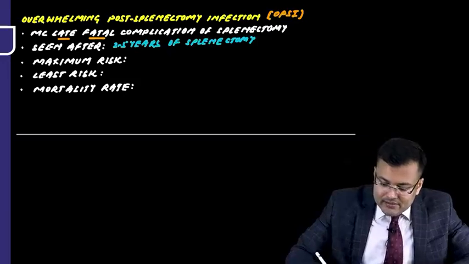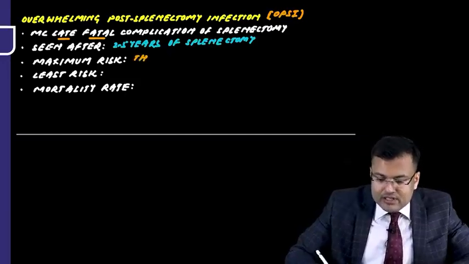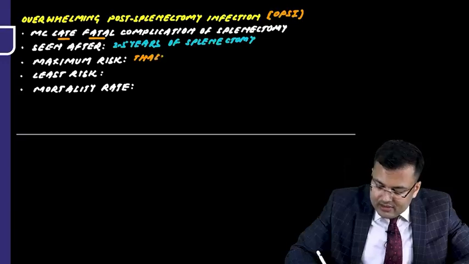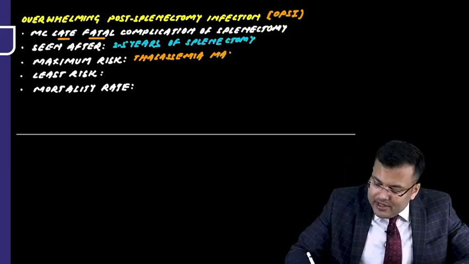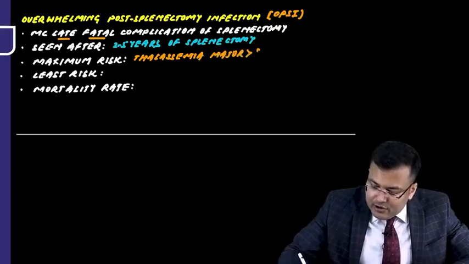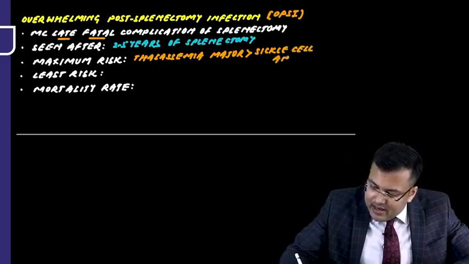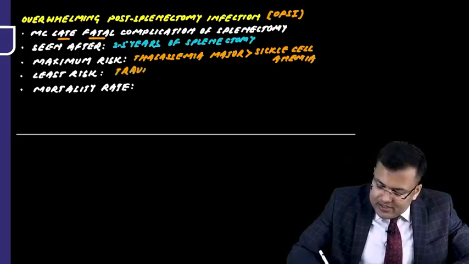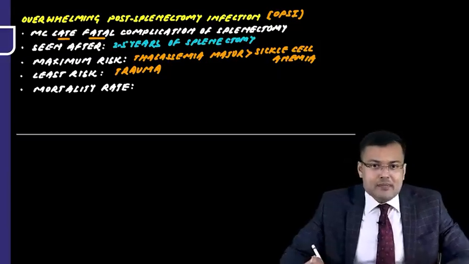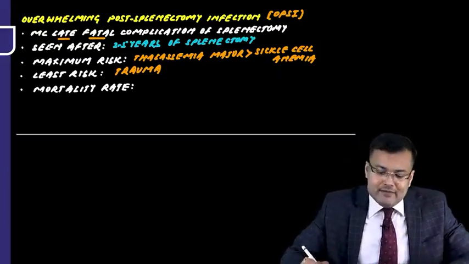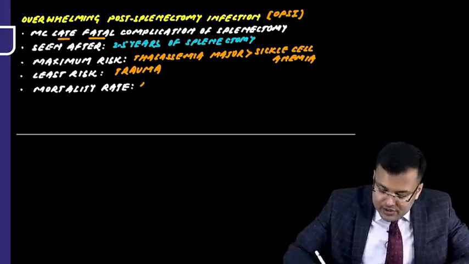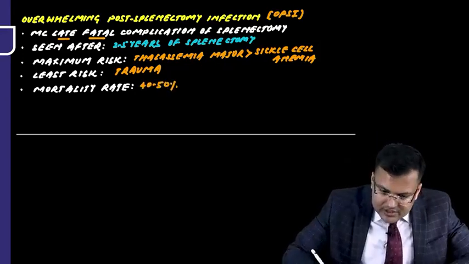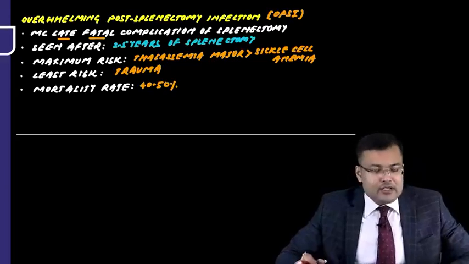So there is maximum risk in patients who are having hematological disorders like thalassemia major, followed by sickle cell anemia, and there is least risk in patients of trauma. Okay, we discussed that this is the most common late and fatal complication. So how much is the mortality rate? It's very, very high. Mortality rate in OPSI is 40 to 50%.